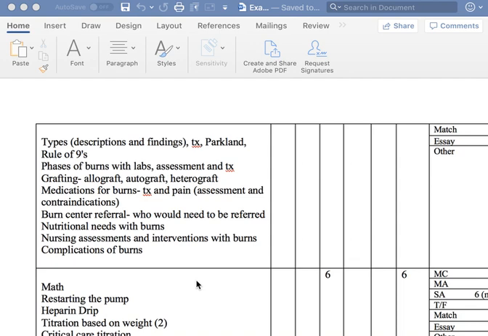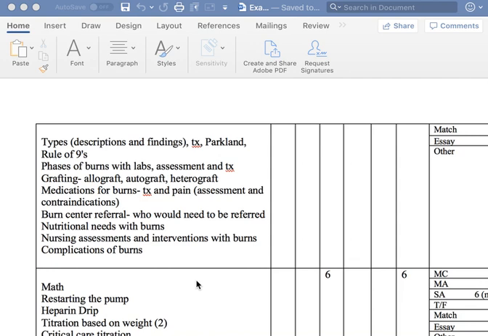Another one too is your smoke and inhalation injuries. Pay close attention to that. So what are you looking for? Are they having any difficulties? It talks about that on page 431, table 24-3.